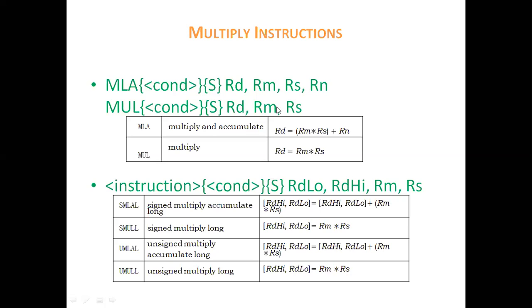So even after the multiplication of RM and RS, the contents of RM and RS, the result is 32 bits. That's why it's recorded as a RS.